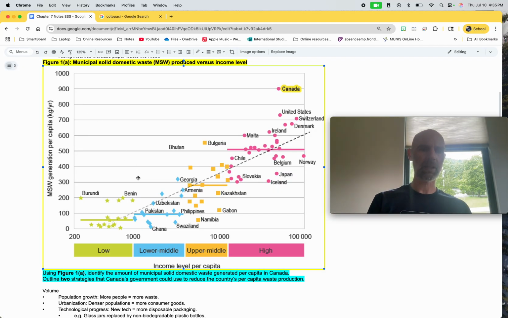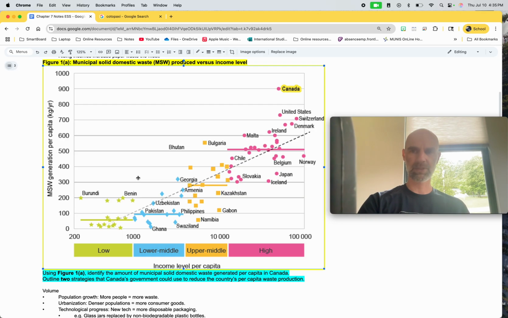Outline 2 strategies that Canada's government could use to reduce the country's per capita waste production. So you could start a campaign to educate the population about it. Get people involved that way. That's always useful. You could pass laws forcing people to reuse materials or ban single-use plastics. I know that's had a major effect here in the United States. At the grocery store, as soon as they banned single-use plastics, you don't see as many on the beach. Increase taxes on waste production disposal. That could also have people throwing waste out in nature, though. So just be careful about that.